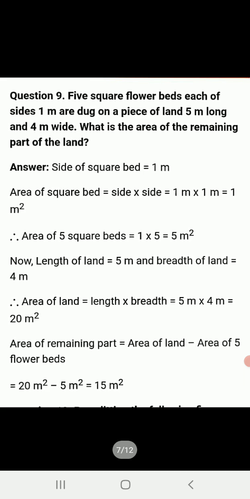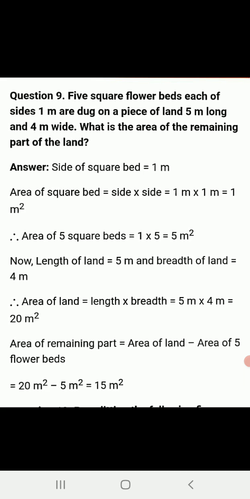Moving to question number 9. 5 square flower beds, each of side 1 meter, are dug on a piece of land 5 meter long and 4 meter wide. What is the area of the remaining part of the land? So there is a land with 5 meter length and 4 meter breadth. There is a rectangular land. In that they are putting flower beds. They are making square shaped flower beds for each colored flower. And their sides are 1 meter. Okay. Now, after digging like this, how much area of land will be remaining? We need to find that.